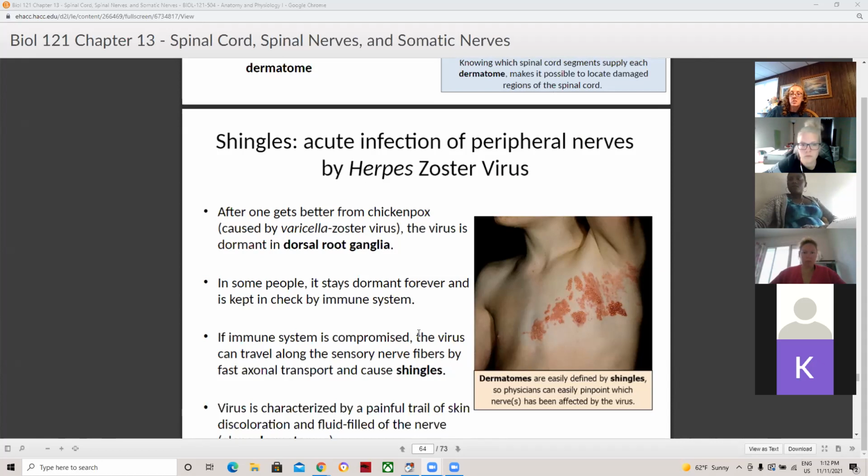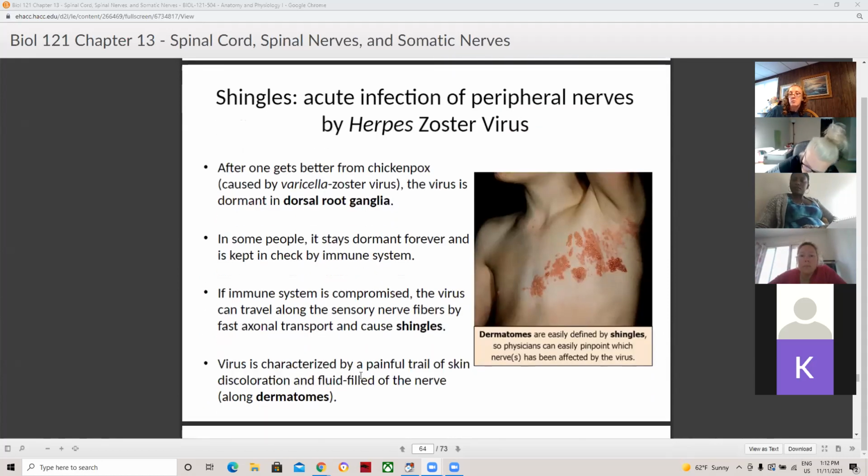However, if the immune system is compromised, you get stressed, you get sick, the virus can travel along the sensory nerve fibers in anterograde axonal transport and cause shingles, which is a painful trail of skin discoloration and fluid-filled lesions along the dermatomes. Which can help the physicians determine what nerves specifically are being affected by the virus.